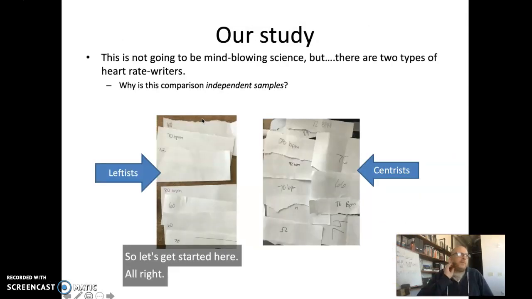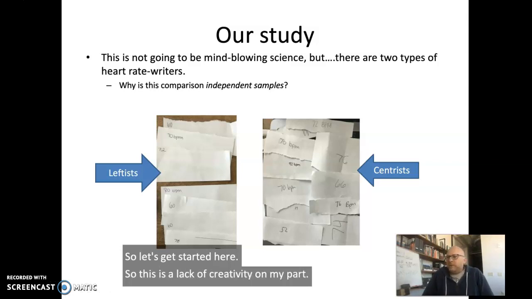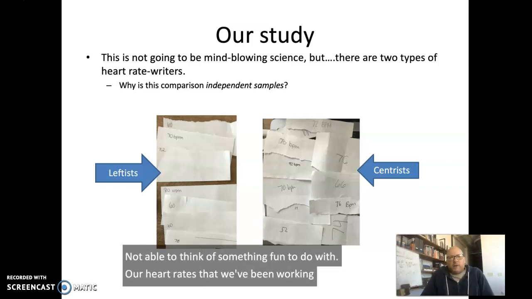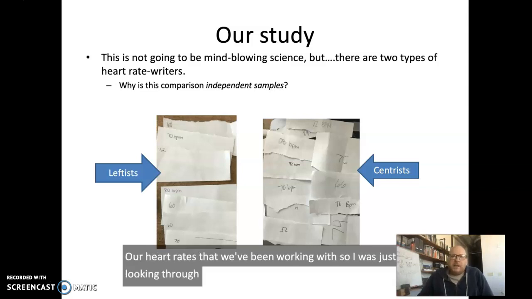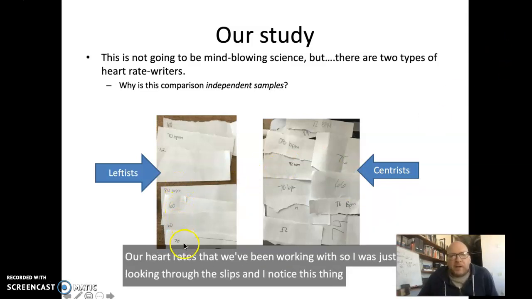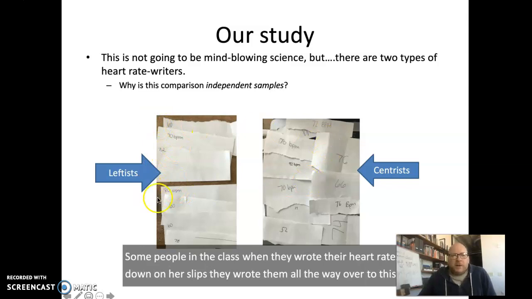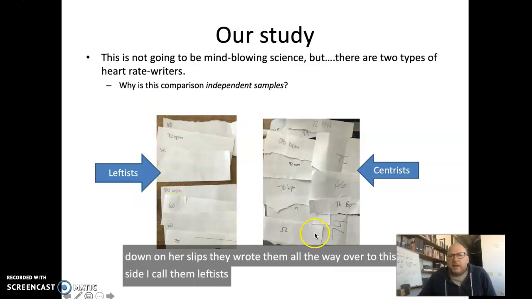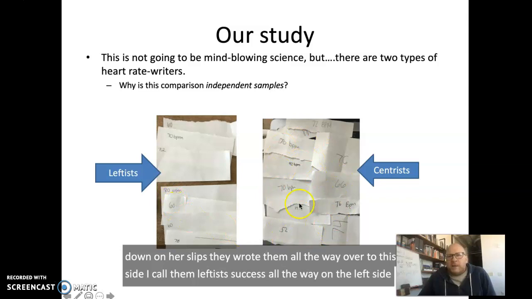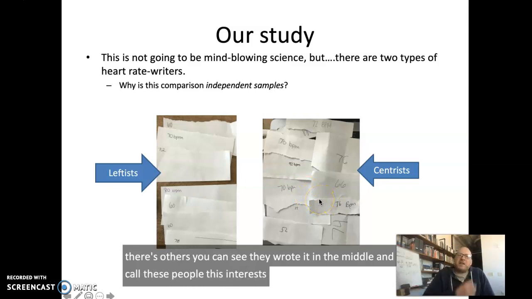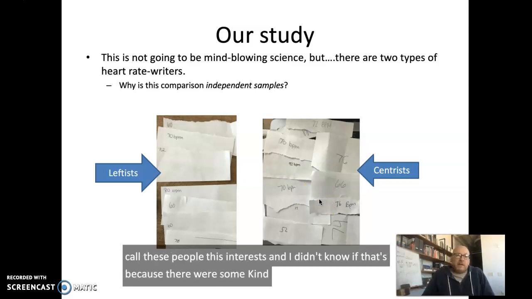So this is a lack of creativity on my part. I was not able to think of something fun to do with our heart rates that we've been working with. So I was just looking through the slips, and I noticed this thing where some people in the class, when they wrote their heart rates down on their slips, they wrote them all the way over to the side. I call them leftists because that's all the way on the left side. Whereas others, you can see, they wrote it in the middle, and I call these people the centrists. And I didn't know if that's because there was some kind of difference in their heart rates.